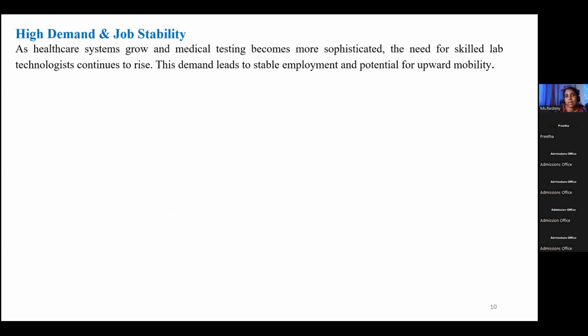Your jobs are stable. You are extremely needed, especially abroad, where skilled technicians are very much in demand nowadays. If you are skilled in the flow cytometry technique, or in high performance liquid chromatography techniques, you are highly demanded and you have job stability also.